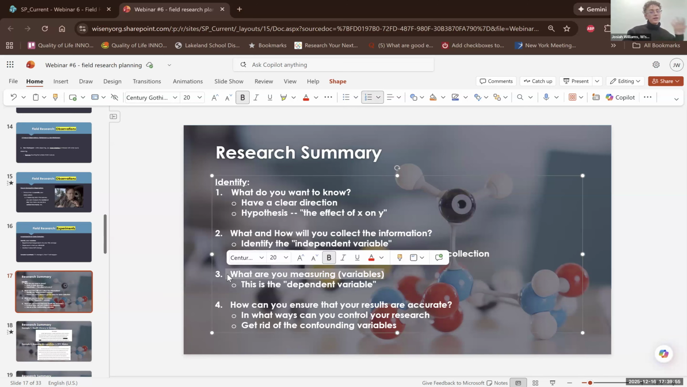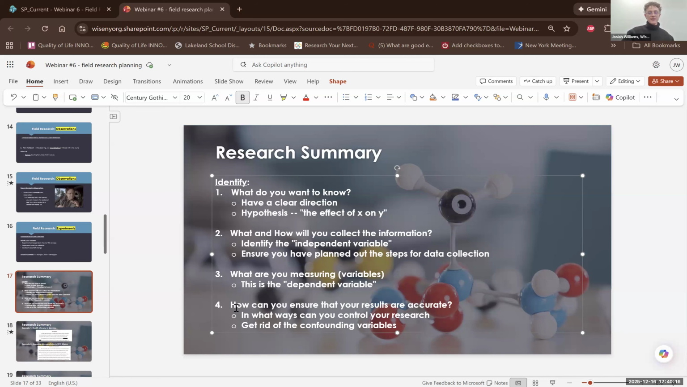And then number three, what are you measuring? So we've got how are you going to collect the data? Now, what are you going to collect? And these two kind of go hand in hand, right? One can come before the other. So what are you going to be measuring in this lab? What are you going to be measuring via survey? And how are you going to do it?